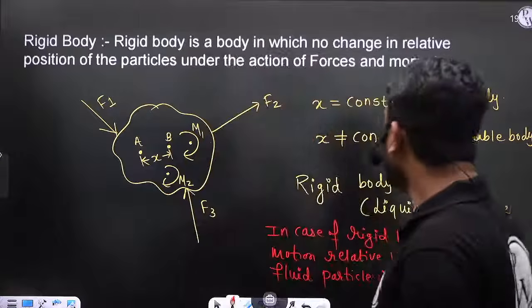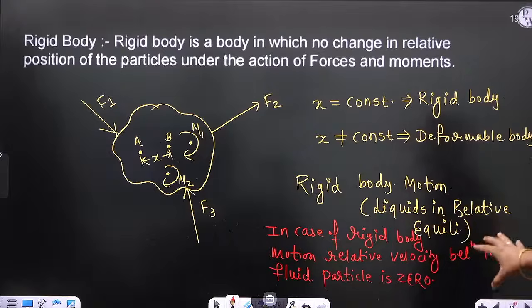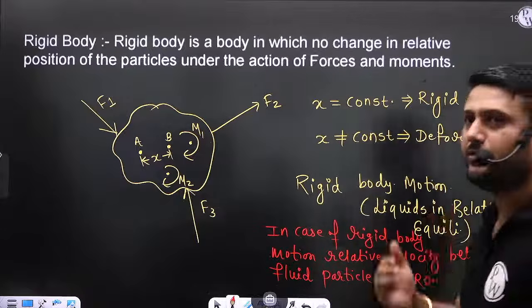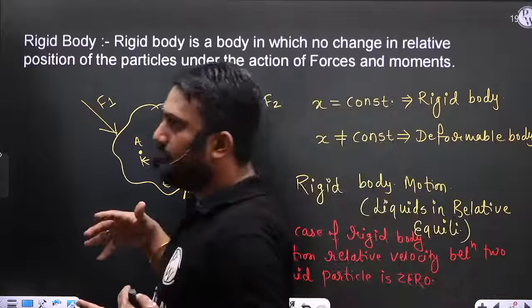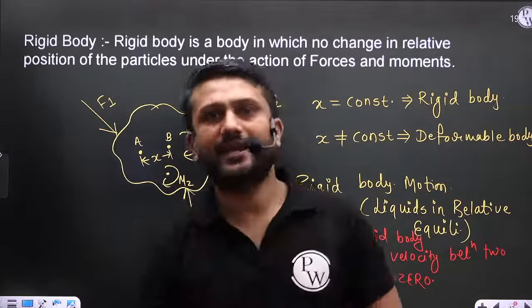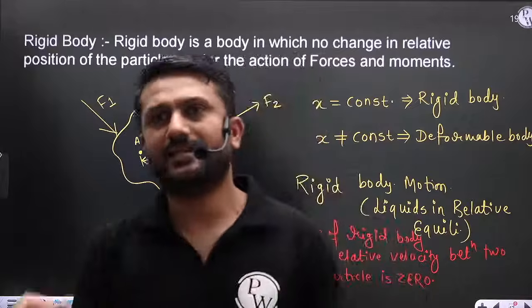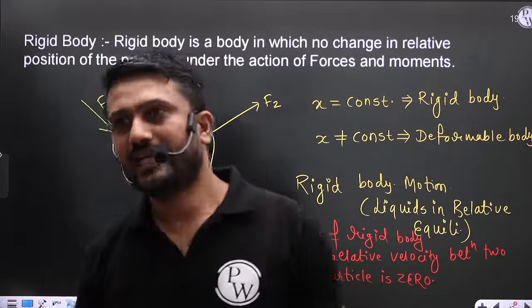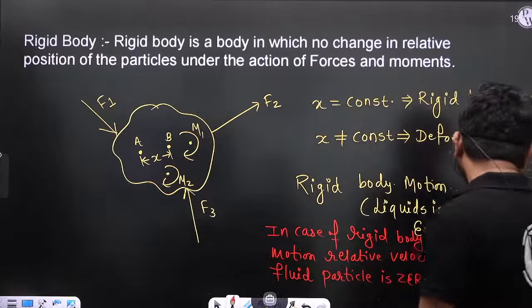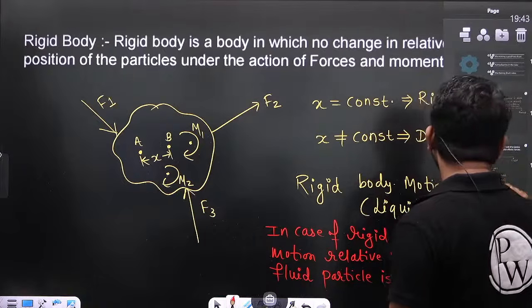In rigid body motion, the relative velocity between the two particles is zero. Relative velocity zero means both the particles are moving with the same velocity. That is the meaning of rigid body motion. Okay.